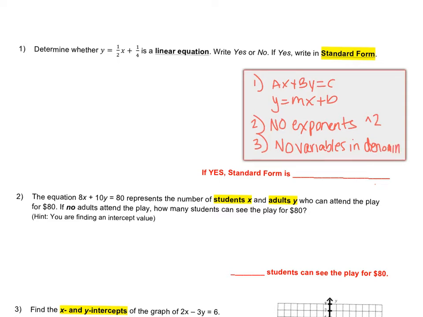So as we look at the equation y is equal to 1/2 x plus 1/4, looking at it this way, I don't see it written in standard form, but I do see it written in mx plus b. Y equals m is 1/2, x plus b is 1/4. The highest exponent is 1, x to the 1, y to the 1. There's no variables in the denominator. So yes, this is linear.